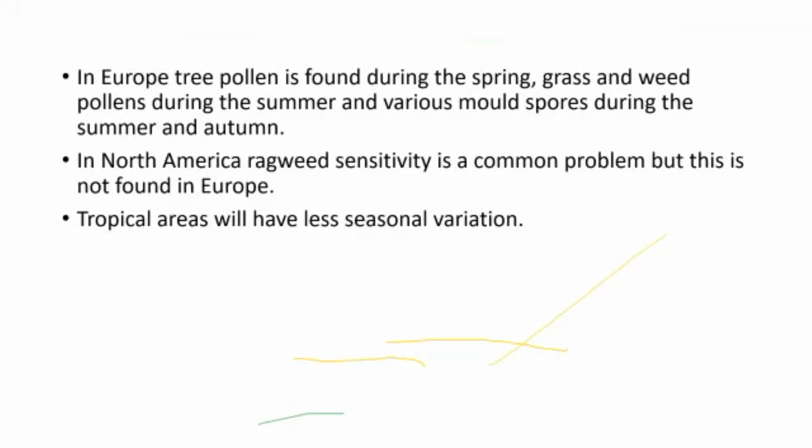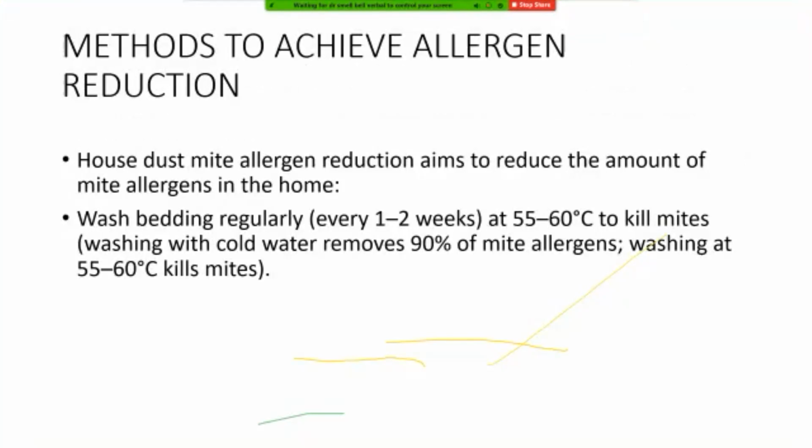Methods to achieve allergen reduction. House dust mite allergen reduction aims to reduce the amount of mite allergens in the home. Wash bedding regularly, every 1 to 2 weeks, at 55 to 60 degrees to kill mites. Washing with cold water removes 90% of mite allergens. Washing at 55 to 60 degrees kills mites.